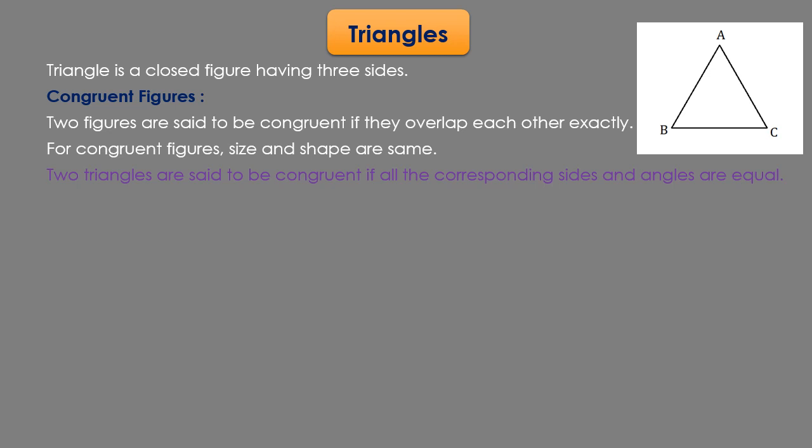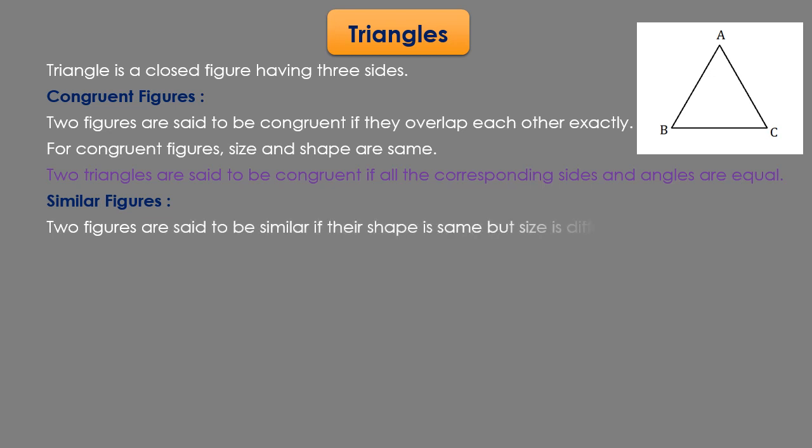This year we are going to see another concept regarding figures. We are going to see similar figures this year. For congruency, we require shape as well as size exactly the same. But for similarity, shape must be the same but size may be different. Getting it? So two figures are said to be similar if their shape is the same but size is different.